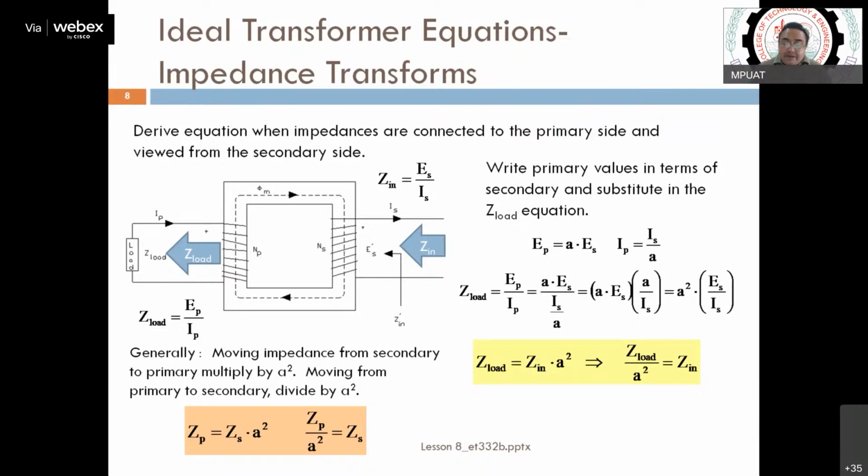You have to keep this in mind, because this will be useful in the equivalent impedance of a non-ideal transformer. Is it clear? The same concept will be utilized in the equivalent circuit of a non-ideal transformer. There you have to keep in mind from which side you are viewing. If you are viewing from the primary side, then Z load will be equal to Z input upon A square, and if you are viewing from the secondary side, then Z load will be equal to Z input multiplied by A square. This is to be kept in mind.